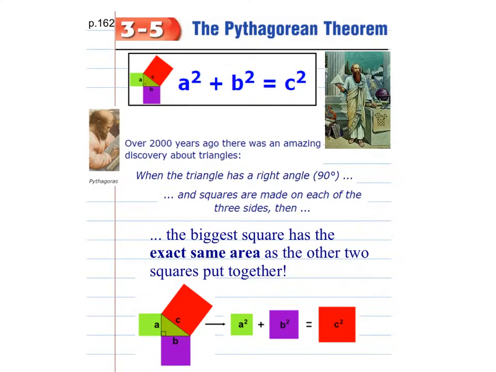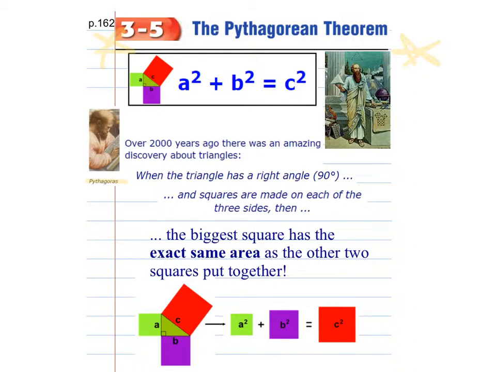The Pythagorean theorem is one of the most famous theorems out there, and it is credited to Pythagoras. That's why it's named the Pythagorean theorem, because Pythagoras was the founder of the theorem. We know that the Pythagorean theorem is a squared plus b squared equals c squared, but let's find out how that was discovered.